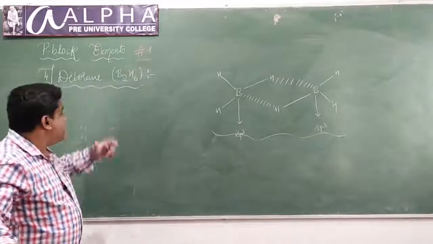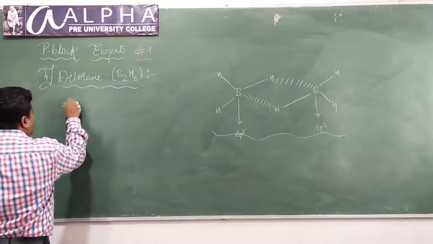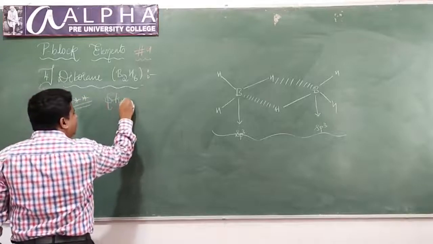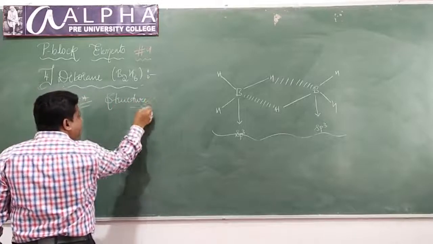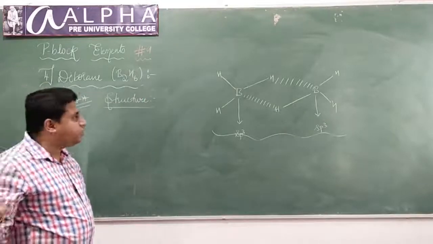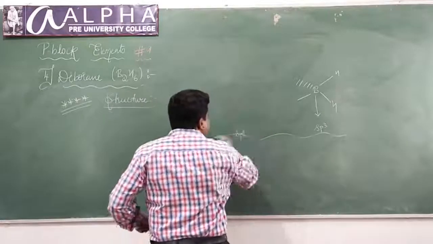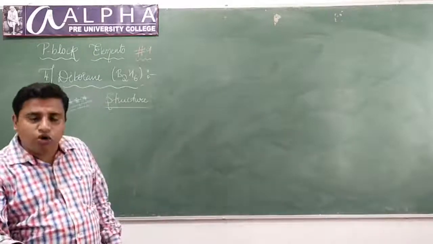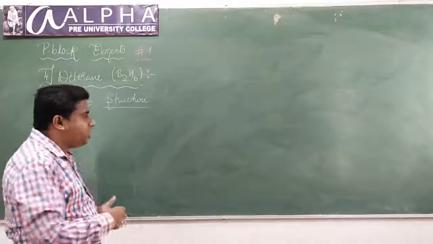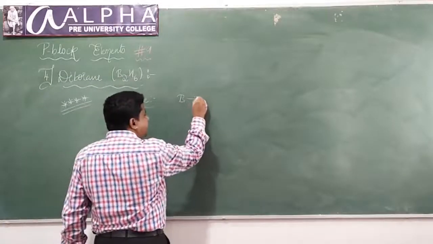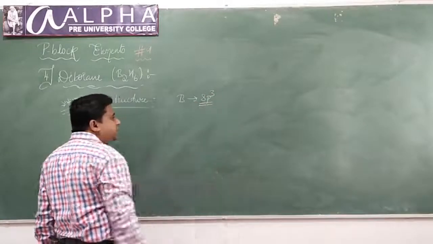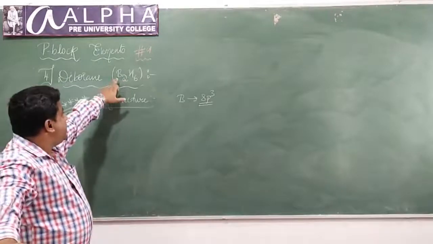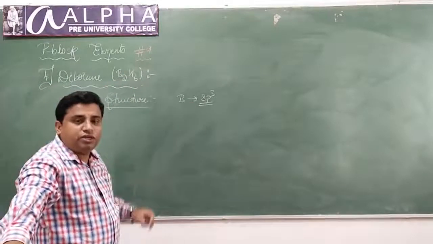Now let us understand, very important, the structure of diborane. What is the structure of diborane? Look here, very important. I told you that in diborane or in borane, boron is sp3 hybridized, correct? What type of hybridization is it? Boron is sp3 hybridized. In diborane each boron atom is sp3 hybridized.